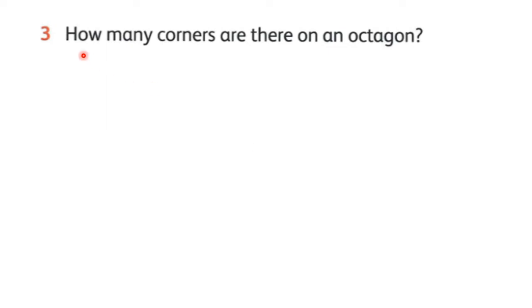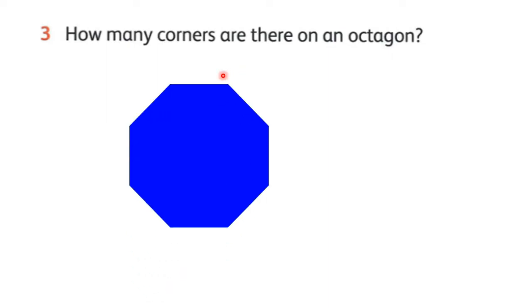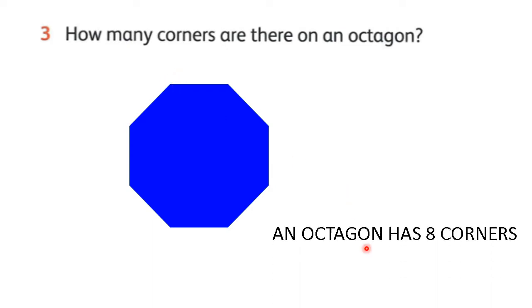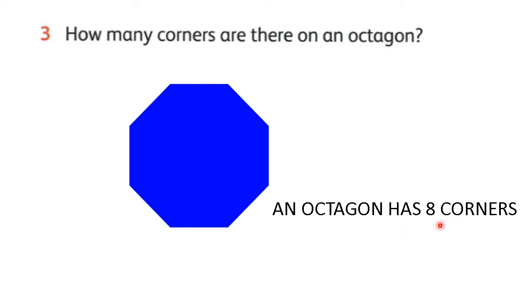Three. How many corners are there on an octagon? First, let's take a look at an octagon. Here it is, and it has 1, 2, 3, 4, 5, 6, 7, 8 corners. An octagon has 8 corners. Octa means 8.